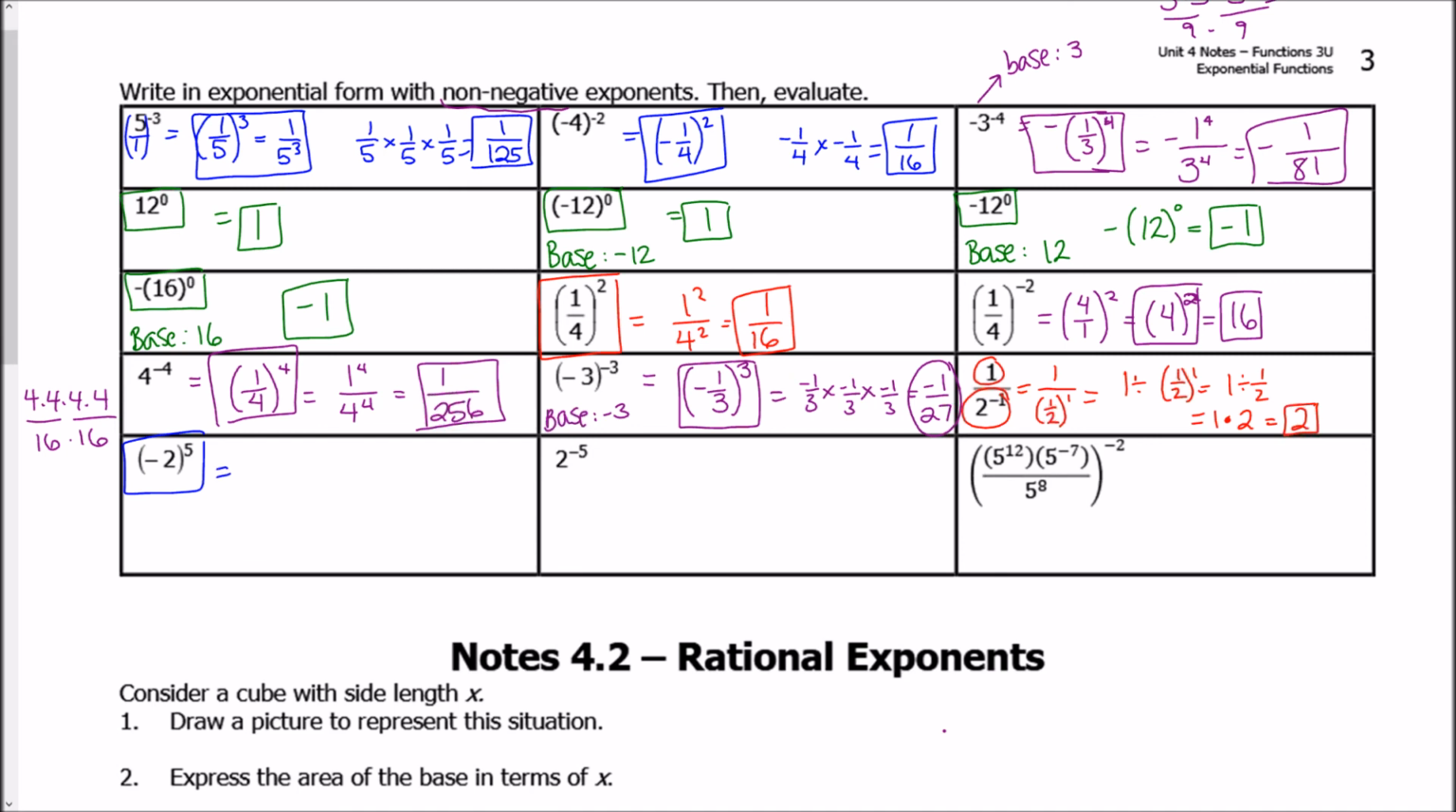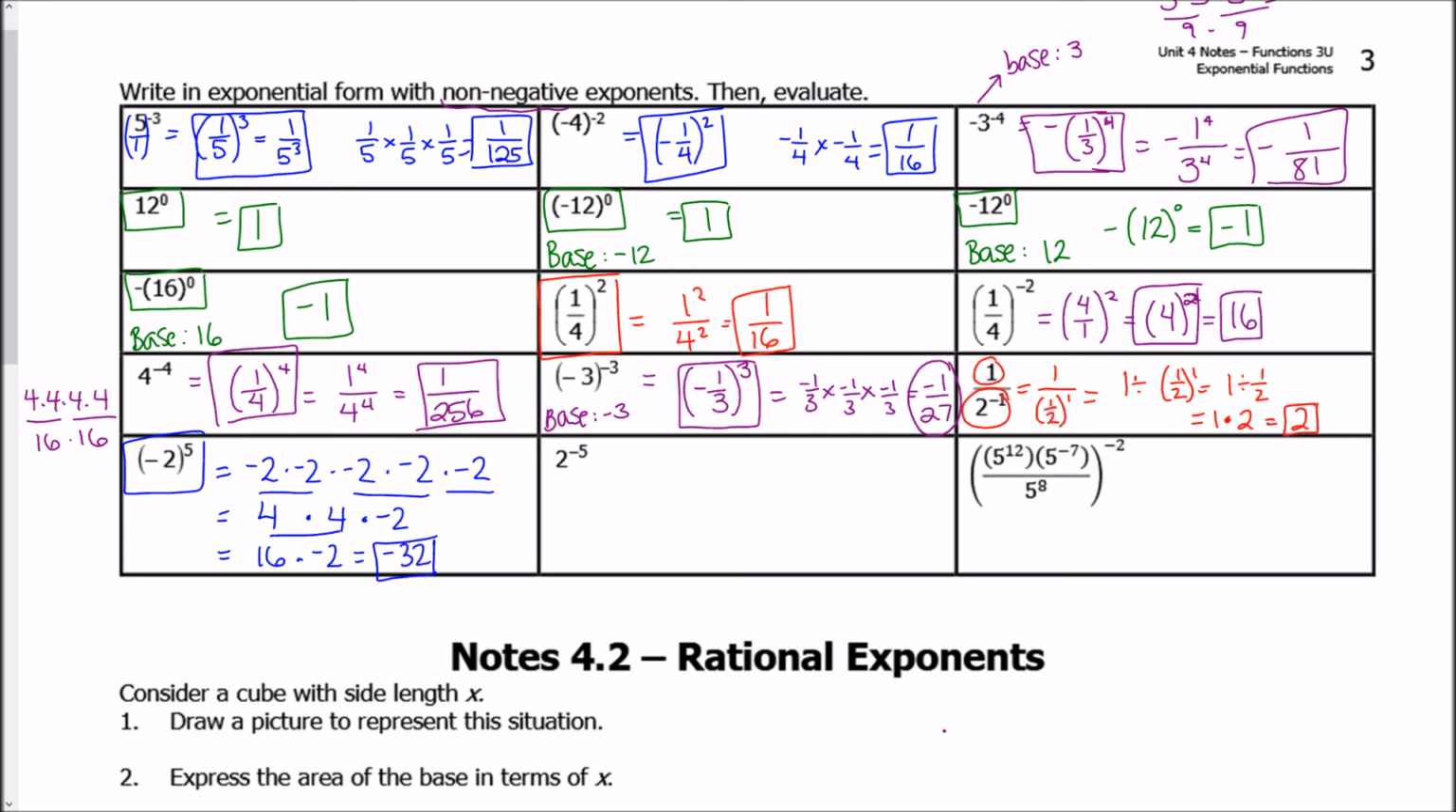So essentially what this means is just negative 2 times negative 2 times negative 2 times negative 2 times negative 2. Well, I know that negative 2 times negative 2 is positive 4. And then another negative 2 times negative 2 is also positive 4 times negative 2. So 4 times 4 is 16 times negative 2 gives me negative 32.